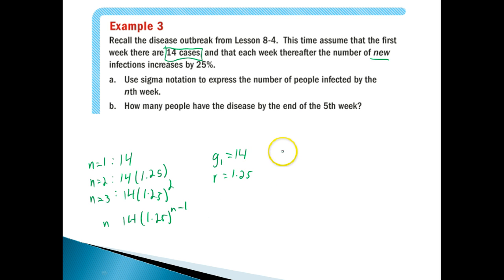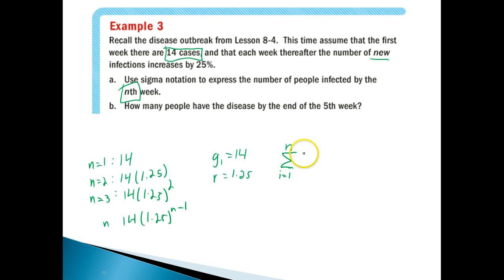So what we're looking for there is we just want to do a sigma, starting at the first week, i equals 1. So we want to add all these together. We want to know not just how many new cases there are each week, we want to know the total number of infected people. So we're going to start at 1, and they just want us to go up to n.